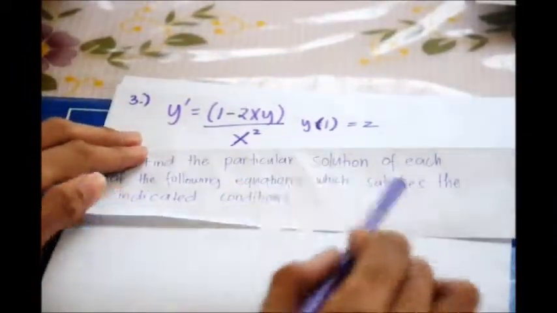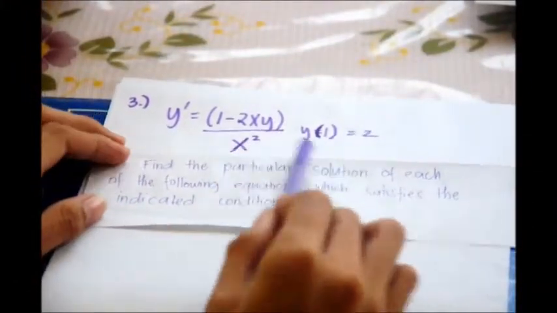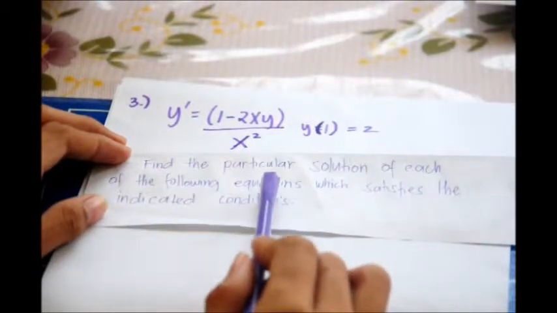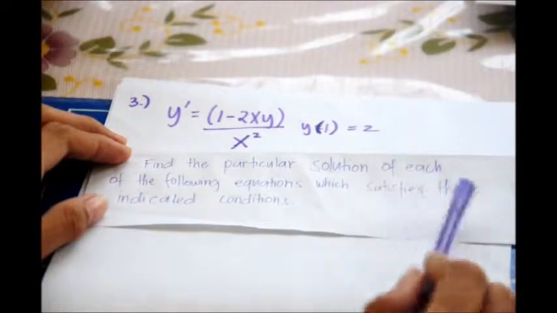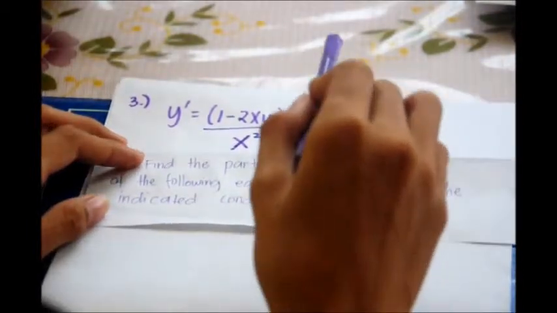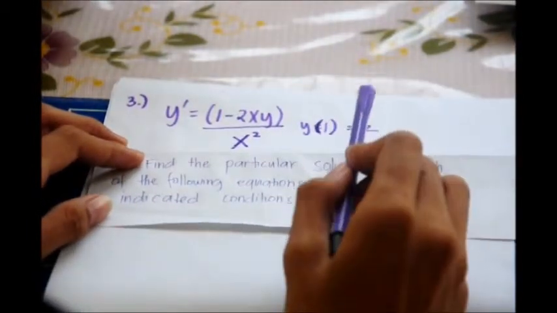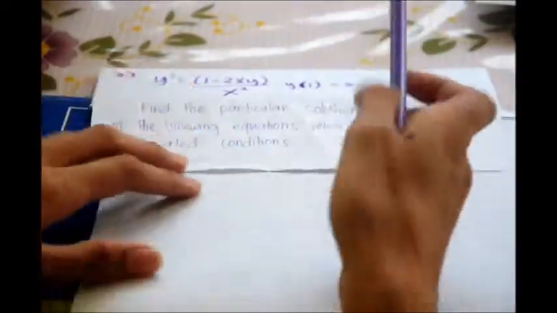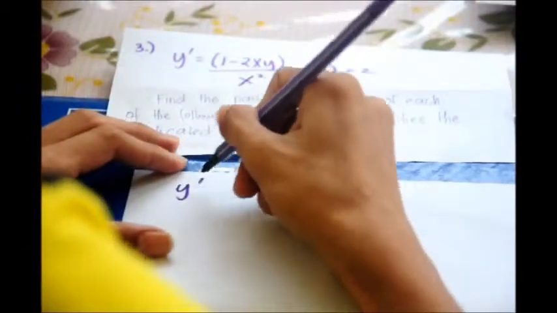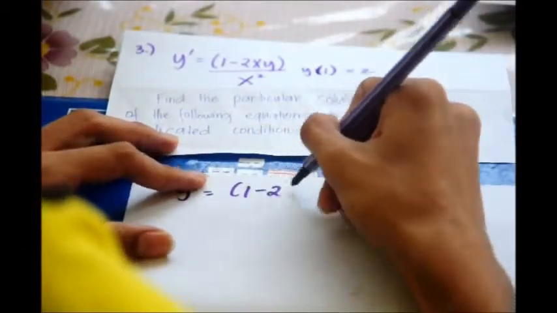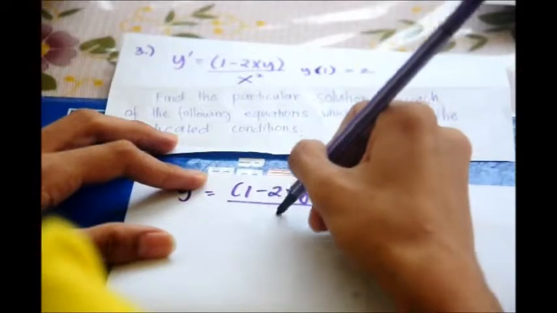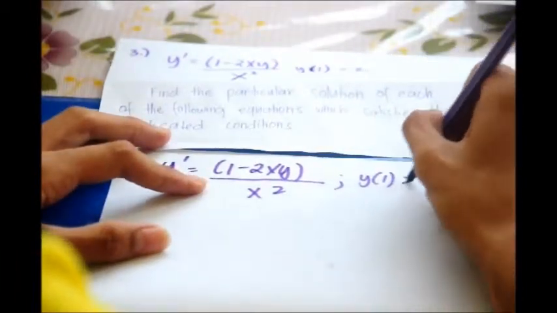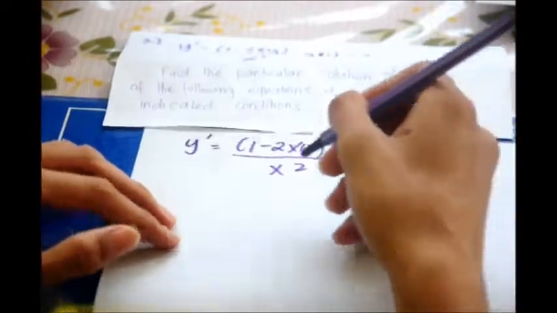For problem number 3, find the particular solution of each of the equations which satisfies the indicated conditions, which is x equals 1, y equals 2. So let's write the equation. y prime equals y minus 2xy over x squared.